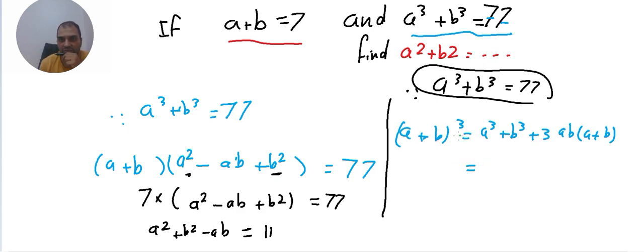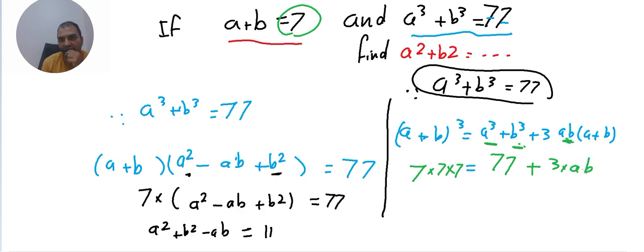Then (a plus b) all power 3. (a plus b) all power 3, we have 7 here. 7 power 3, 7 times 7 times 7. And a power 3 plus b power 3 equals 77. Plus 3 product by ab. Oh, I need to find a plus b or ab. And a plus b was 7. Okay. Next, you can find (7 times 7 times 7 subtract 77) divided by 3 times 7.